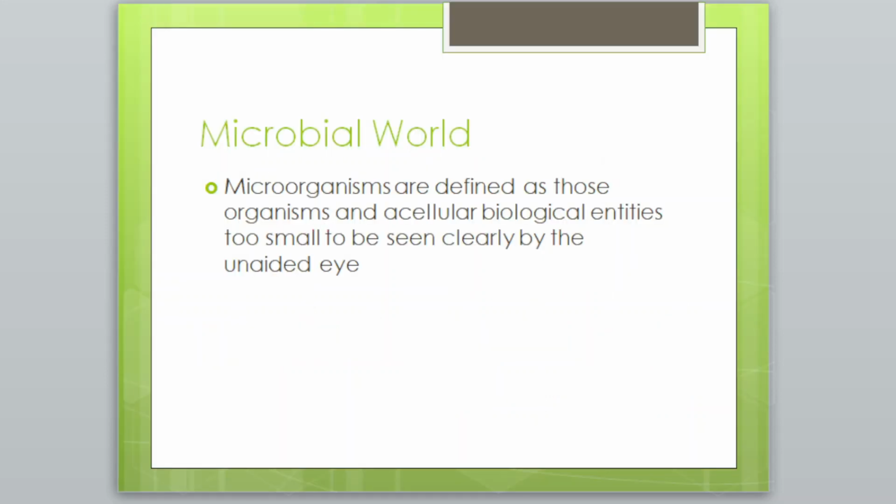Now the microbial world. In this microbial world, you will know about the definition of microorganism. So microorganisms are those organisms which are acellular biological entities. That means they are not cellular, they are not made up of a particular type of cell, and they are too small to be clearly visible by the unaided eye. That means you cannot see them with your normal eye.